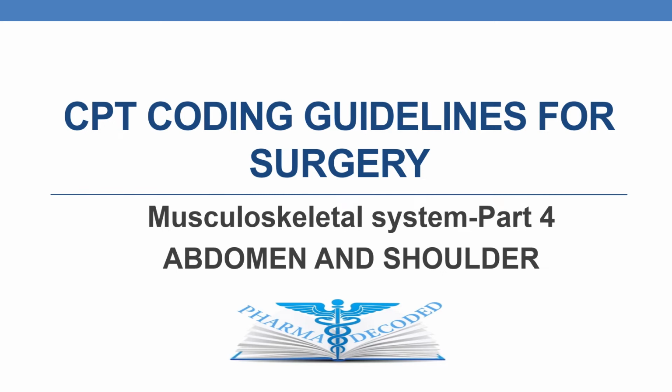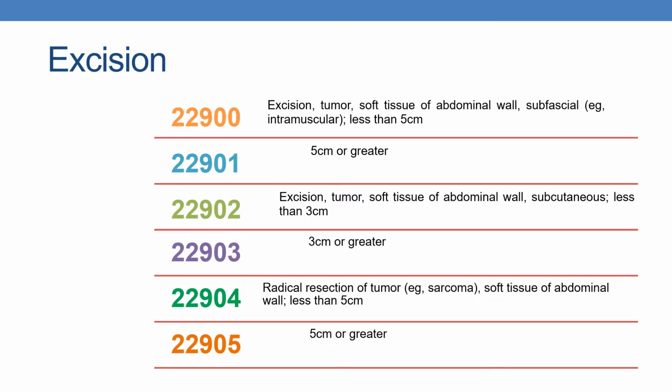Hello everyone, now let us discuss CPT coding guidelines for surgery, musculoskeletal system part 4. In the current session, we will be focusing on abdomen and shoulder. Now coming to abdomen, the first CPT of the abdominal section.